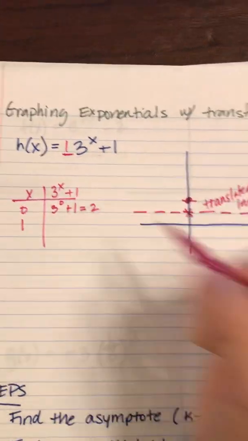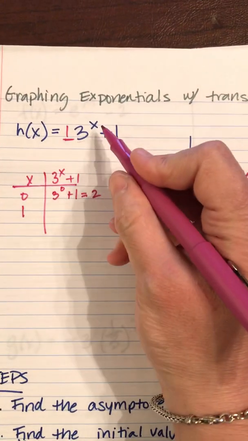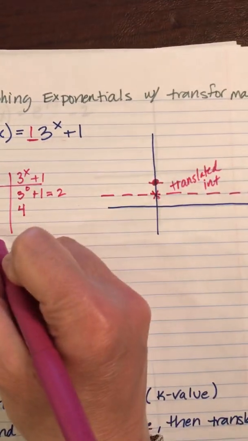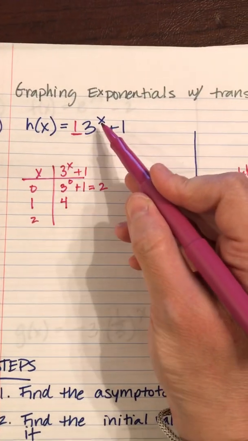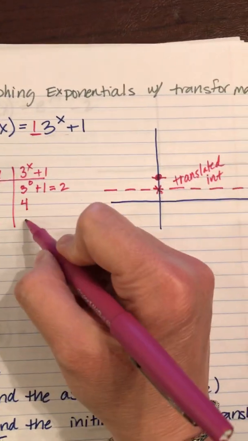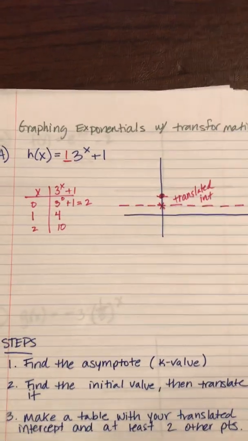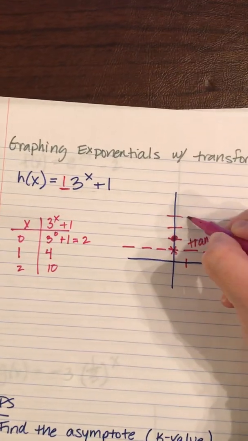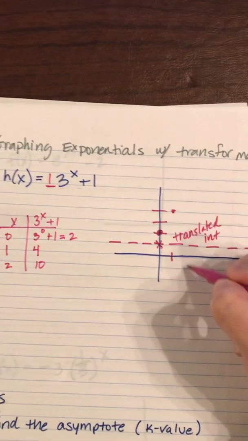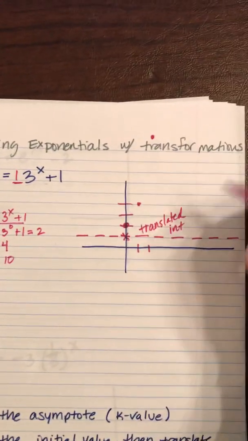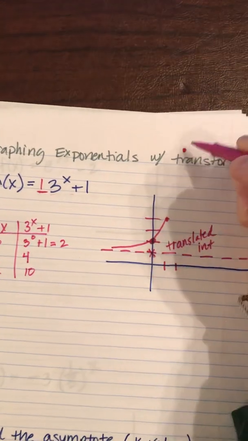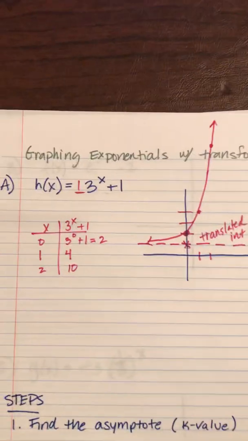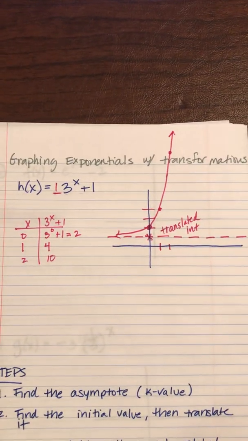So let's do a few more. Let's just do 1. 3 to the first power would be 3. 3 plus 1 is 4. And then let's do number 2. We'll pick 2. So 3 to the second power is 9. 9 plus 1 is 10. You don't have to include every point on your graph. You can try to. So like here, I'm going to do 1, 4. And that's pretty much what I'm going to be able to get on mine. And then 2, 10 would be somewhere way up here. So again, you should recognize that this is growth, and that if you connect the dots using that smooth curve, it goes towards your asymptote. That's what your graph would look like.